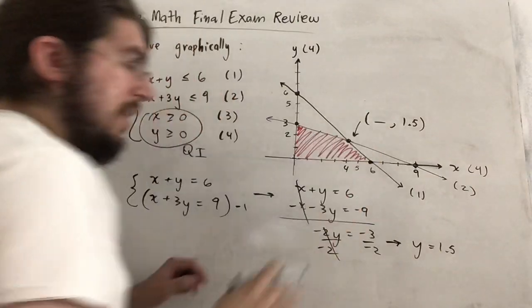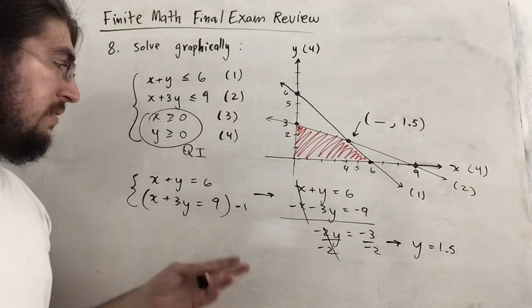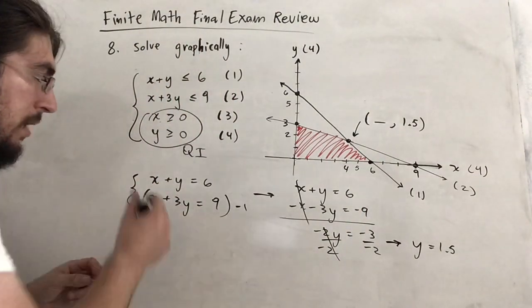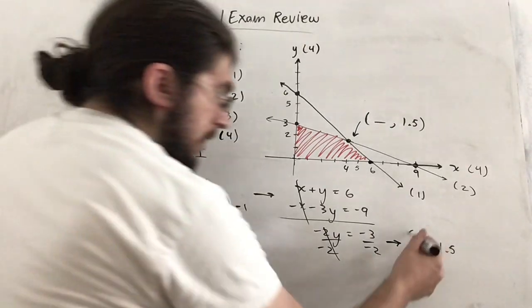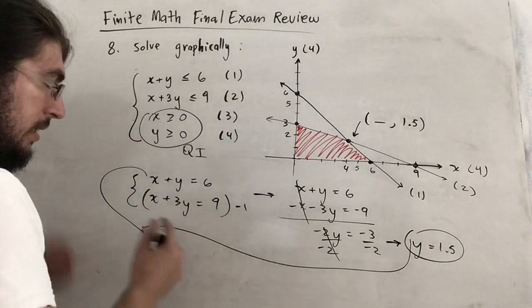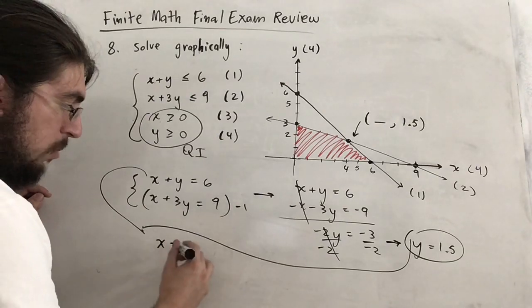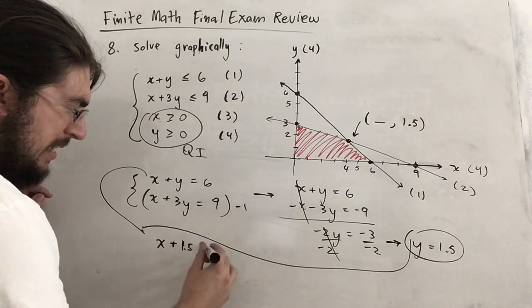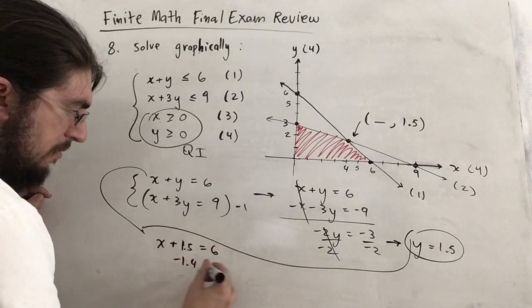Now what's the x value? Okay, good. The x value, well, you can plug it into either of these. I'll plug it into this one. Plugging this into this one gives me what? It gives me x plus 1.5 is equal to 6. Subtract 1.5, we get 4.5.